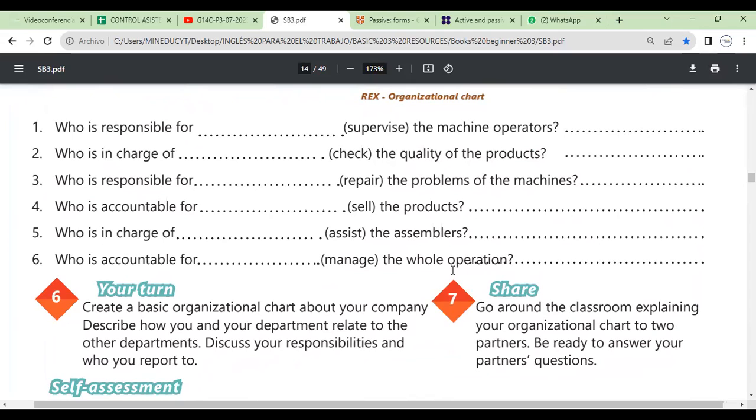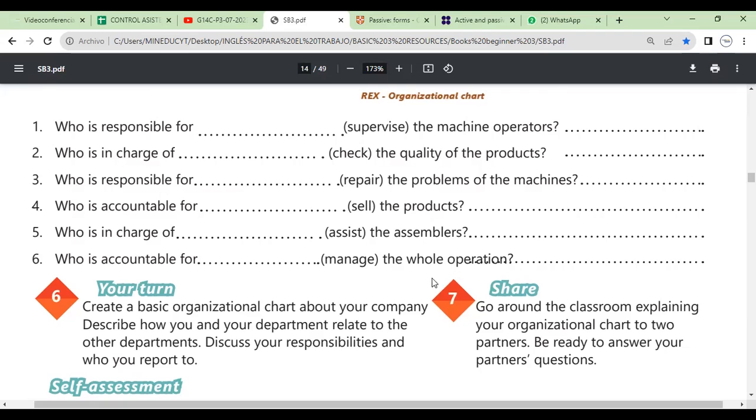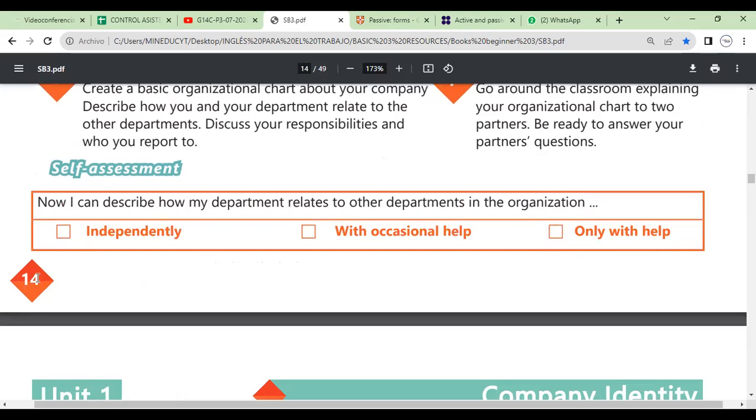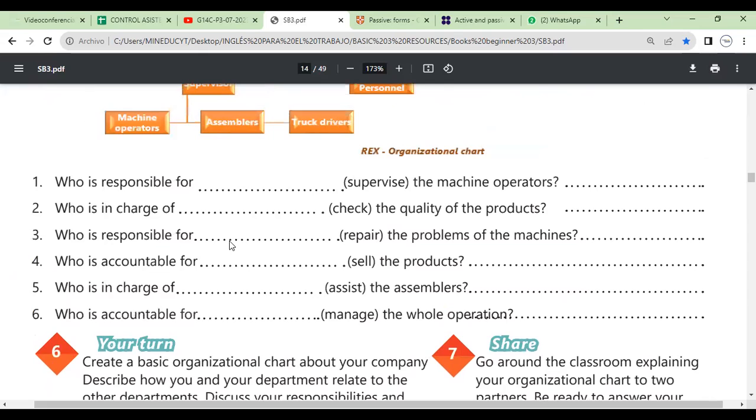Number one. Anybody from the group? I know that you have already finished it. This is in the page number 14. And I just want you to read. Who's responsible for? Can you listen to me? Okay, now do me the favor to read the whole statement, the whole sentence, the whole question.